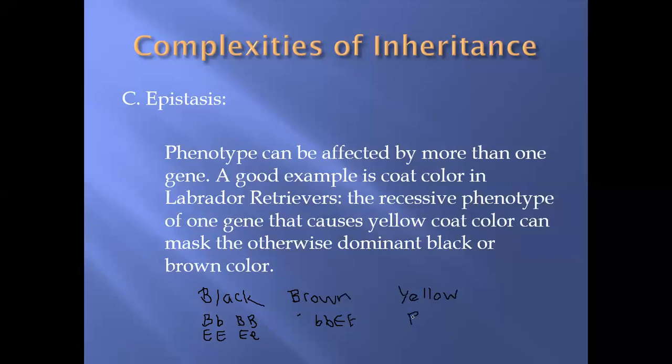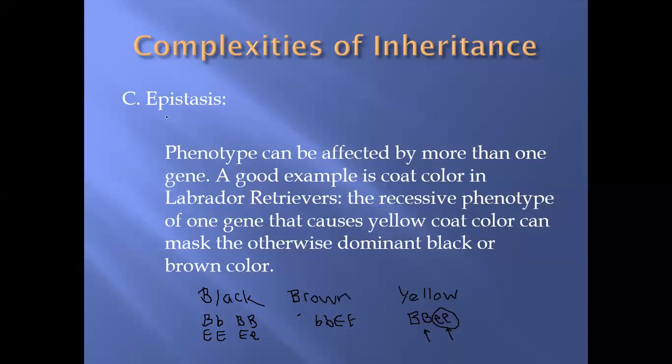However, let's say we had capital B, capital B. So this should normally be a black lab, but we get the recessive gene here. This gene actually prevents this gene from being expressed. So instead of getting black color, we get no color in the hair, which shows up as a yellow lab.